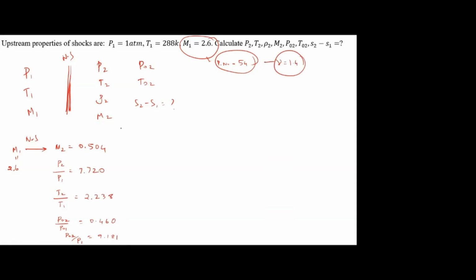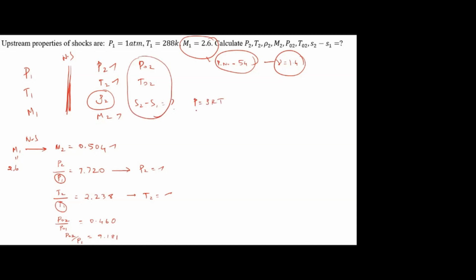So now we know P1, T1. Then from these ratios we can get the P2 value and T2 value. So P2, T2 we can find. M2 also we directly found. Then the remaining properties are density and these three.